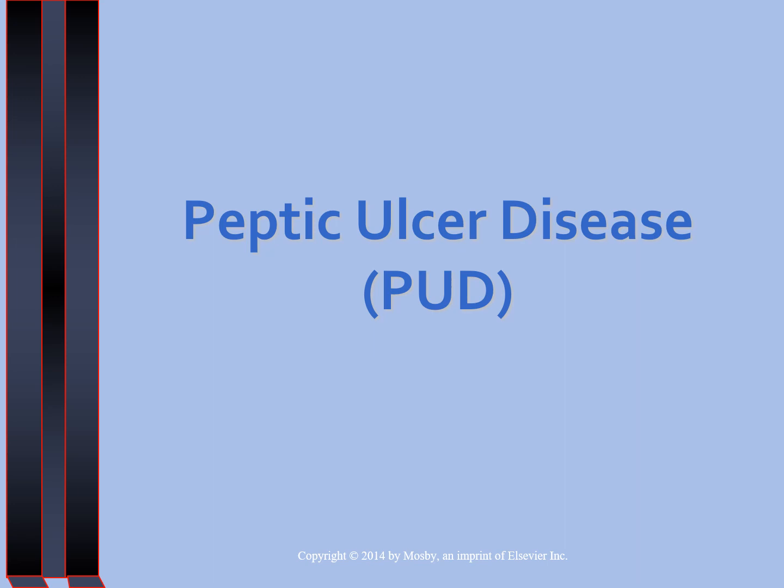Those at high risk for peptic ulcer is H. pylori, which is the big one, medications such as NSAIDs, smoking, and bile reflux or GERD.